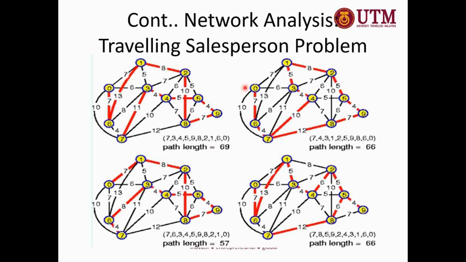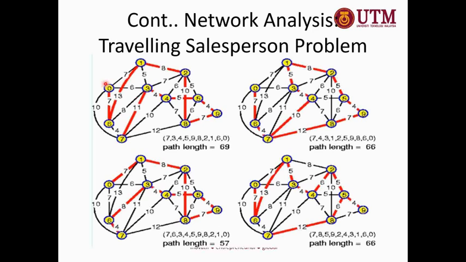So for example, we have 4 different paths. The first one has path length 69, then 66, then 57, and then the path length is 86. So the most optimum is maybe number 3 over here. Okay, this is no, sorry, the path is 0 1 2 8 9 5 4 3 6 7.